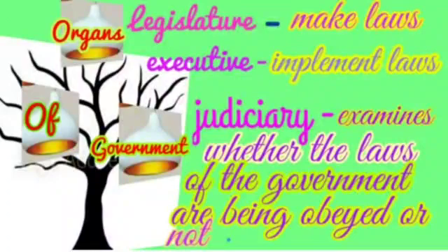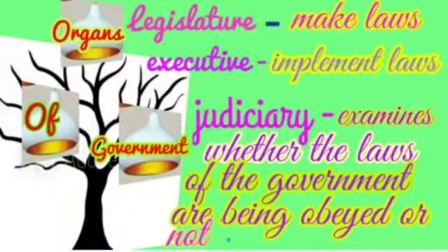Second, executive. Once the laws are made, executive is responsible to implement the laws. In India, President heads the executive. Under him is the Vice President. Then the Prime Minister is there. Under the Prime Minister, the Cabinet of Ministers are there. So, who is the constitutional head of India? That is the President. So, executive implements the laws, and the legislature makes laws.